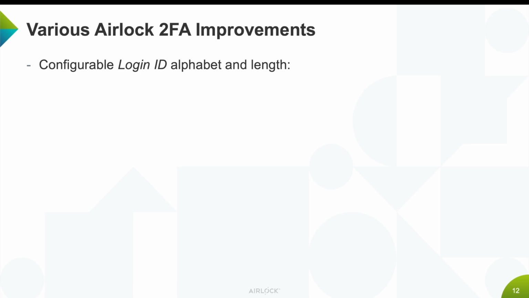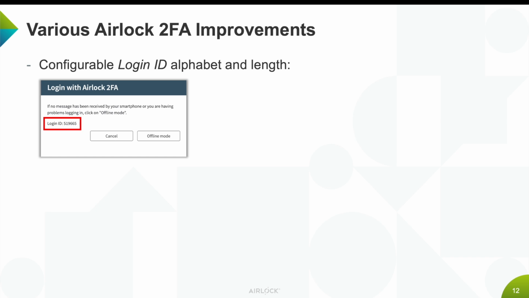Another Airlock 2FA improvement affects the format of the login ID. The login ID is a 6-digit number shown on the login screen and on the mobile app when an Airlock 2FA push message is displayed. It can be used to verify that the push message really originated from the login session.